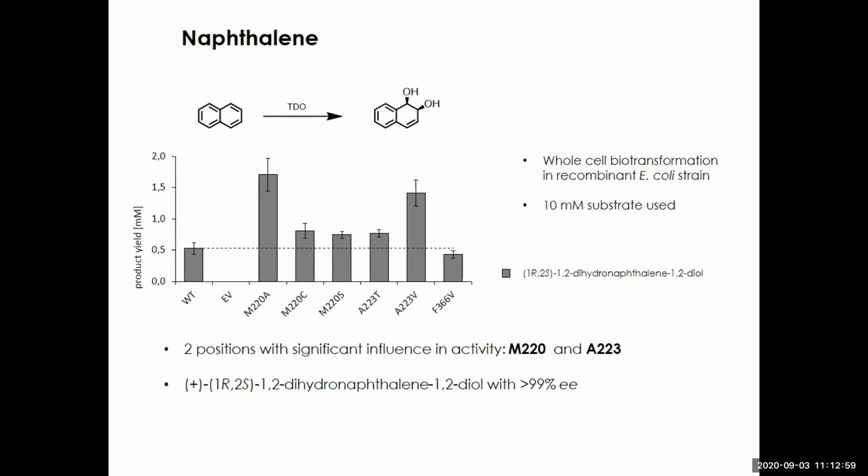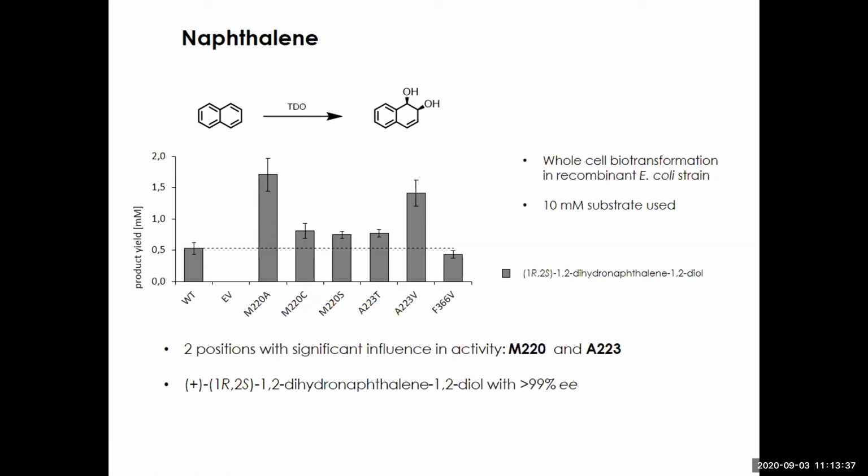Here for naphthalene, only one product could be obtained, and the one from literature, and that is a quite nice thing why we also chose it as a model substrate, because only 1,2 hydroxylation can occur. The 2,3 hydroxylation is not possible due to the fact that 2 radicals would be formed. And you can see that 2 positions, the M220 and A223, showed higher activities towards this substrate while remaining the same ee values, so the enantiomeric excess for the plus dihydronaphthalene diol with an over 99.